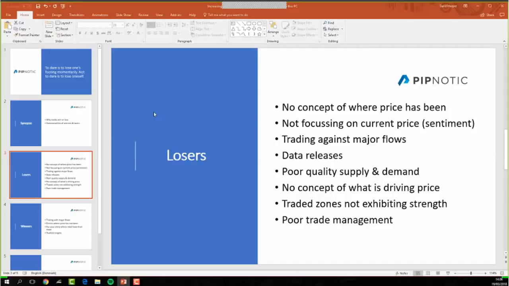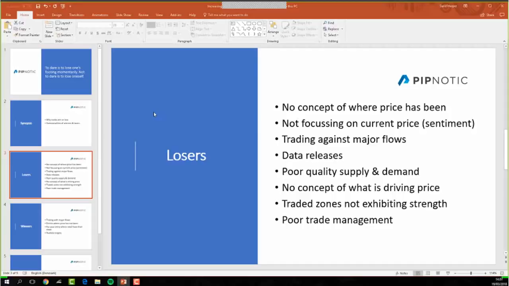Then we have trading against the major flows. And what do I mean when I say major flows? Well, my primary focus is supply and demand and currency strength. So the supply and demand is ultimately the flows. So you have price moving higher. The euro, US dollar is moving higher. This means that there is demand for the euro and there is supply of the American dollar. So this is, of course, going to cause the currency pair to move higher. So this is super important. And we touched upon data releases.